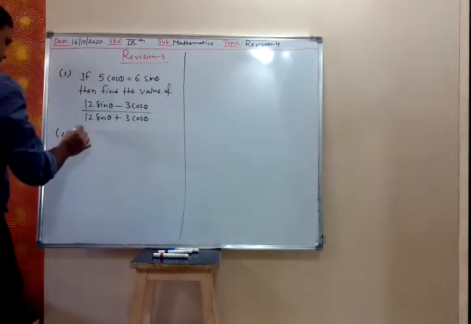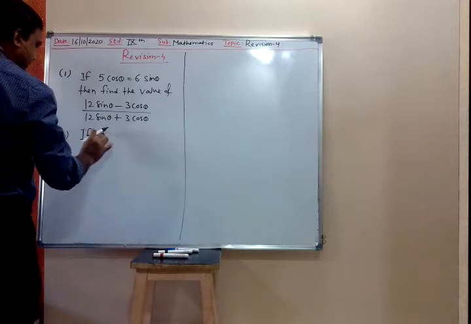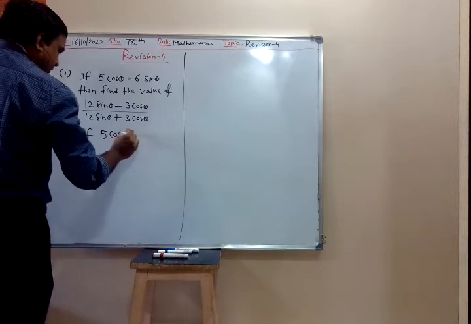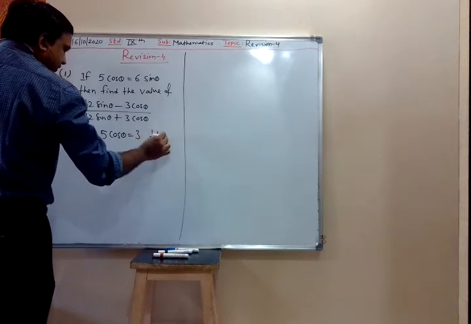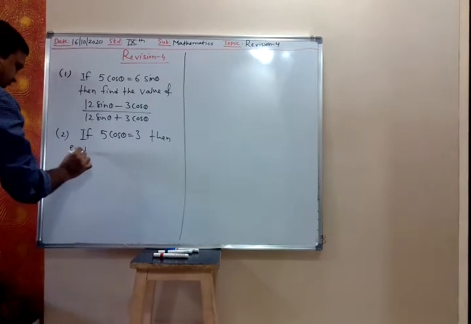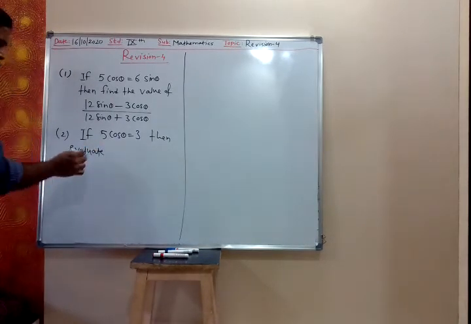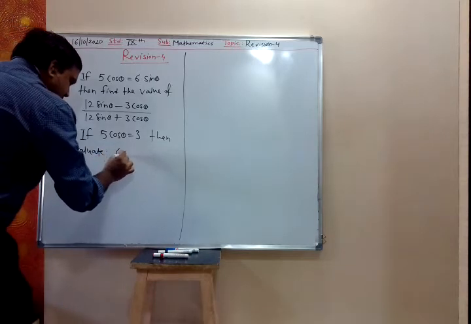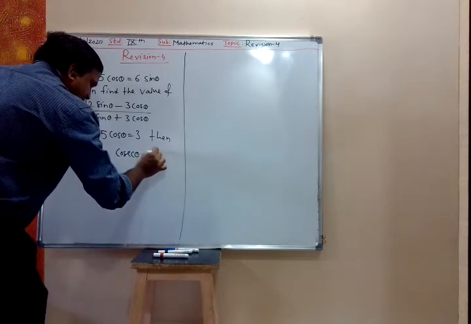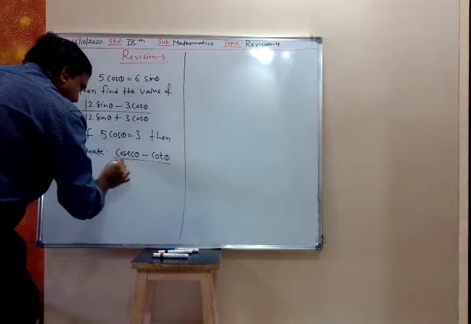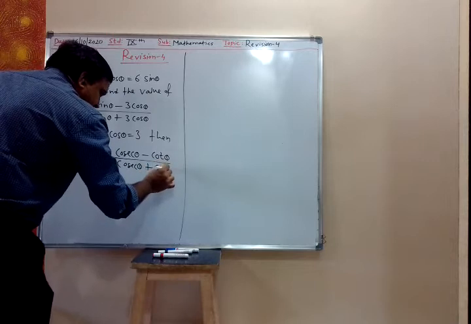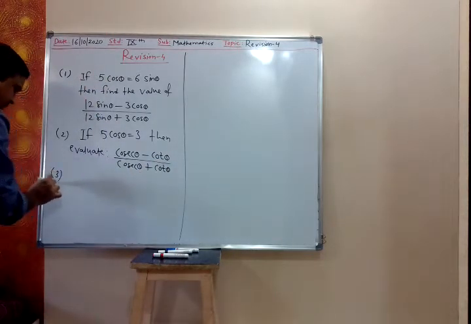If 5 cos theta is equal to 3, then evaluate (cosec theta minus cot theta) upon (cosec theta plus cot theta). Then third.